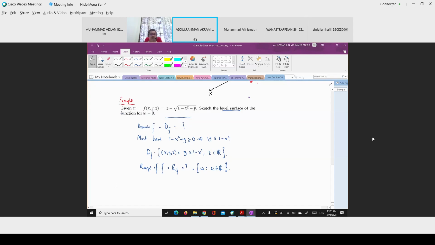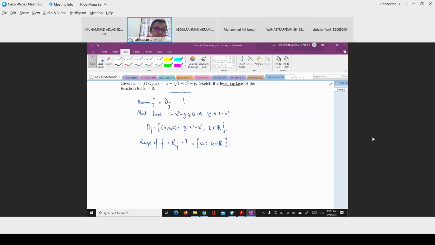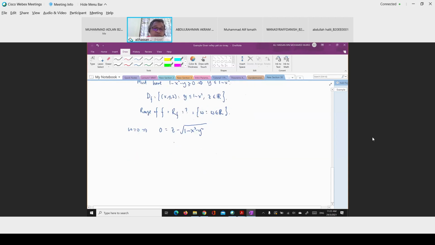Okay, we have answered the domain as well as the range. Now sketch the level surface of the function for w equal to 0. What happens when w equals 0 here? Then we get this equation, 0 equal to z minus the square root of 1 minus x squared minus y squared. And this can be written as z equal to the square root of 1 minus x squared minus y squared, right?